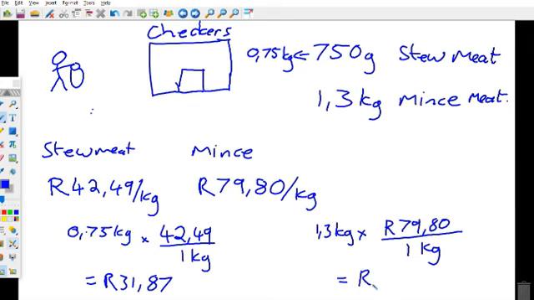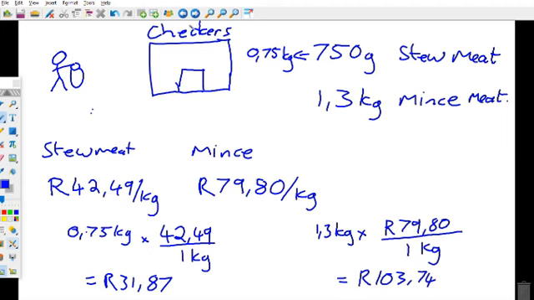It's like 103 Rand and 74 cents. So now a nice question to ask is: how much are you short? So how much do you need to buy the two things? We've got 103 Rand 74 cents plus the 31.87, which is 135.